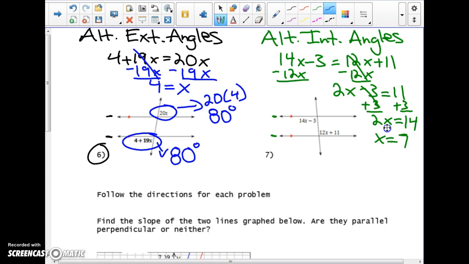This one right here, if you plug in 7 and do your work correctly, you should get that this is 95 degrees. This one right here is going to be the exact same thing, 95 degrees. Keep going on down.